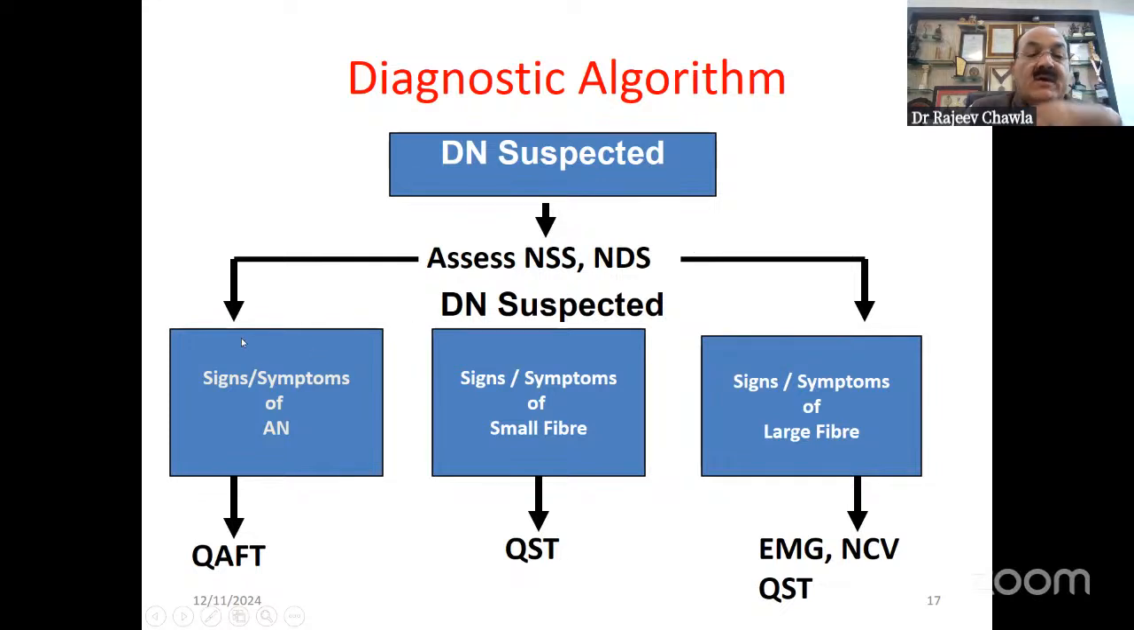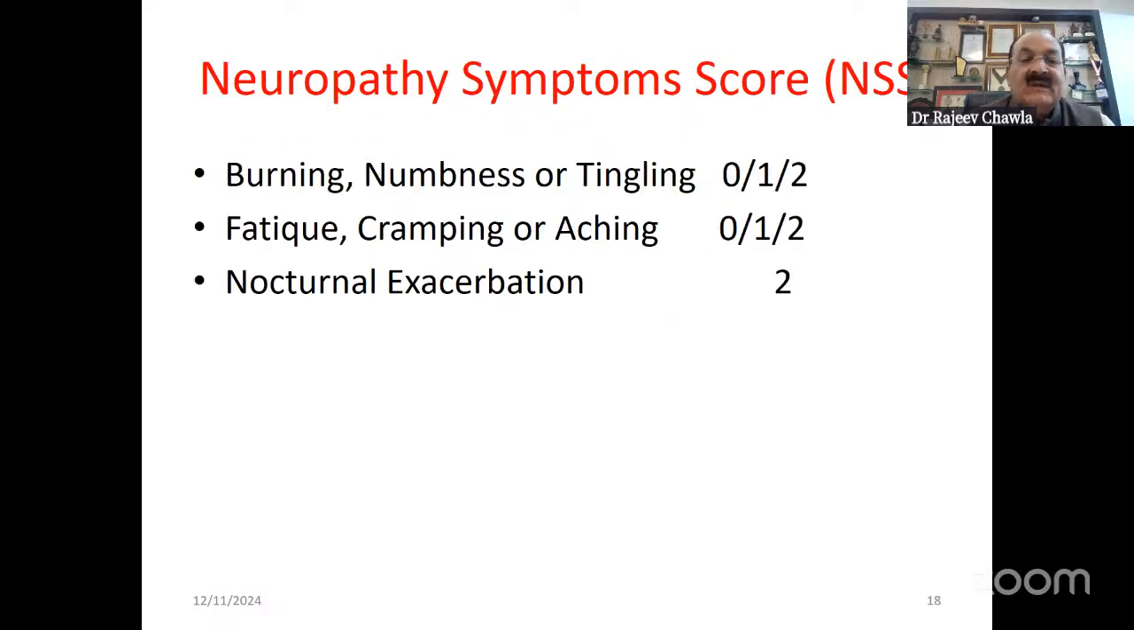NSS is when you are looking for symptoms of neuropathy. NDS means the disability score, where you are trying to establish if there are certain signs of large fiber and small fiber neuropathy, and you can do a quantification also. This is the neuropathy symptom score. If the patient says I have burning, numbness, or tingling in my feet, then you score it. If all three symptoms are there, the score is straightaway 2. If there is no symptom, it is a 0 score.